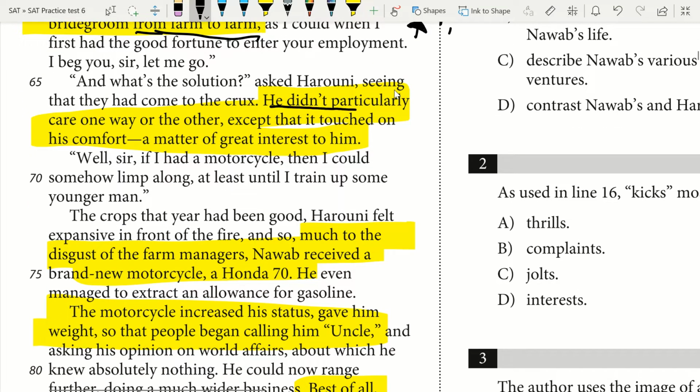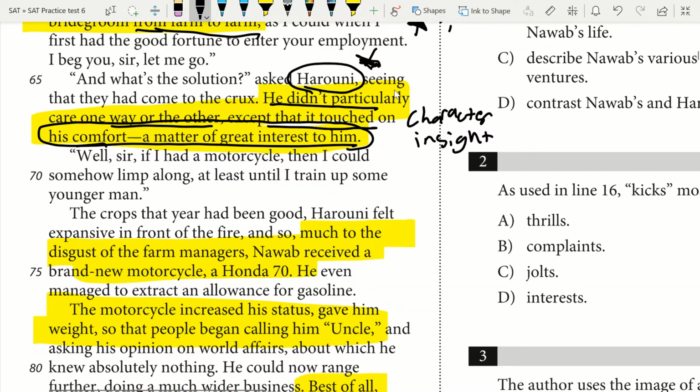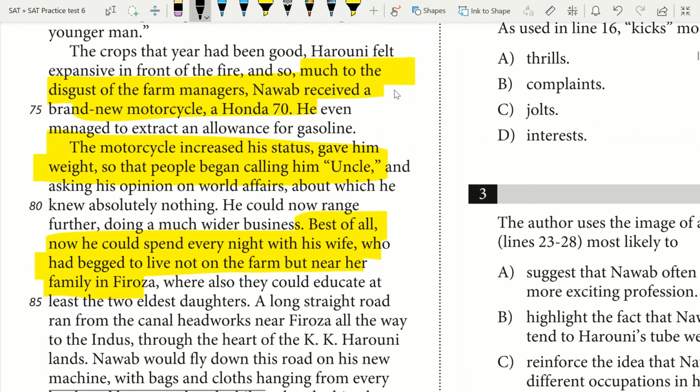Okay, next, he didn't particularly care one way or the other. Keep in mind this is Haruni. Haruni doesn't particularly care one way or the other, except it touched on his comfort, a matter of great interest to him. Okay, this is character insight for Haruni, not Nawab. We see that Haruni doesn't really care about whether or not Nawab quits, except that it touches on his comfort, which is a matter of great interest to him. So this is showing Haruni's pretty selfish and doesn't really care too much about his employees except for the impact it has on him. So that provided really good character insight into Haruni there. That's why I highlighted that.